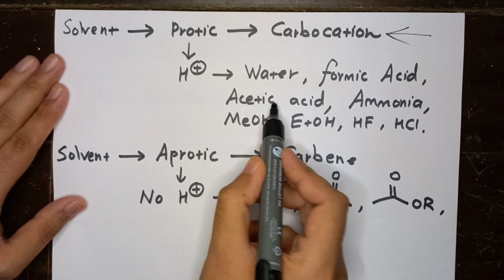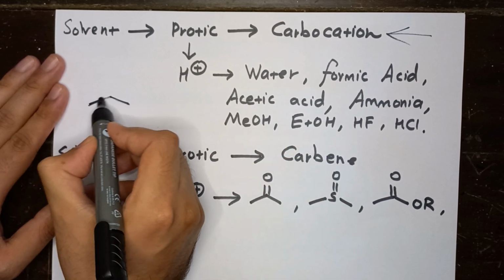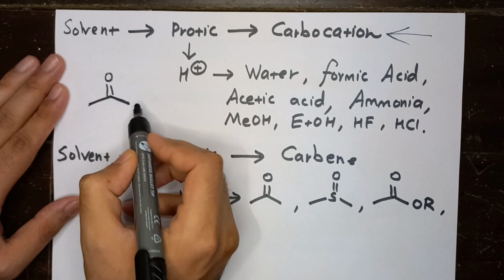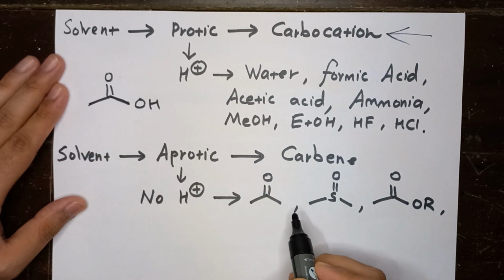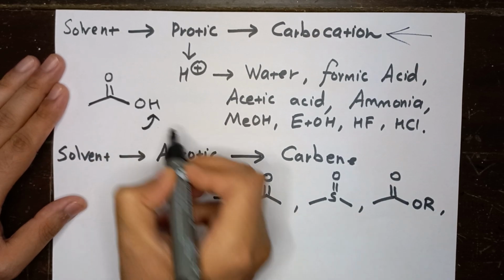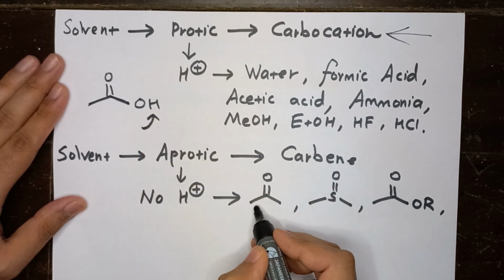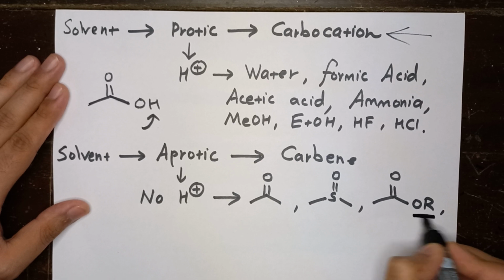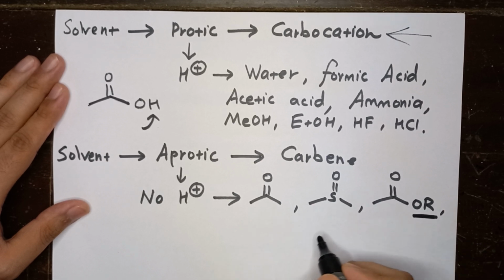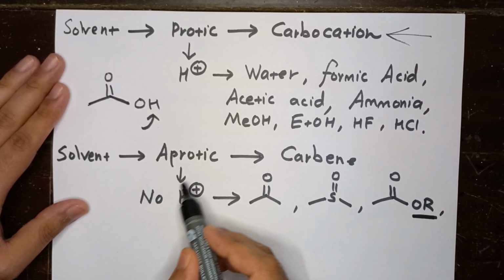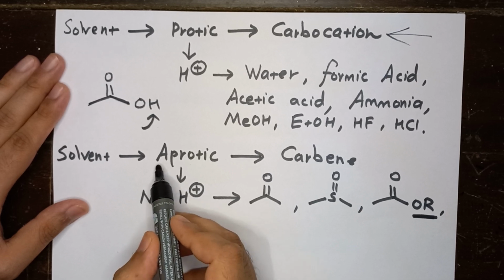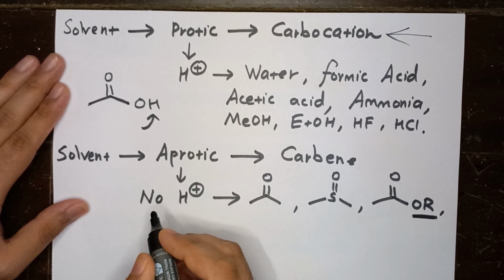For example, if I take acetic acid, okay, so this is acetic acid, and we have a replaceable H plus ion, that's why it comes under the category of protic solvent. But the moment I make it ester or maybe acetone or DMSO, we do not have the replaceable H plus ions. That's why it is an example of aprotic solvent.